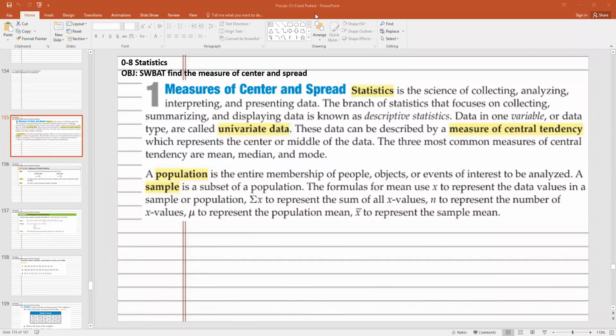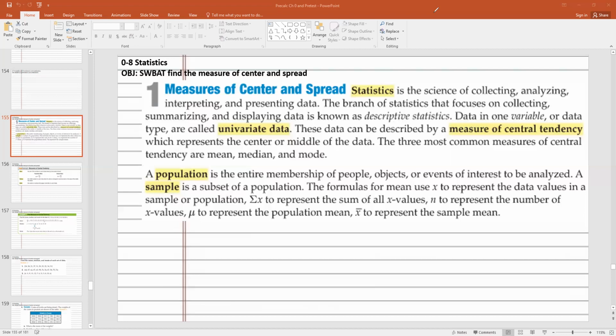So here we are going to talk about section 0.8, which is statistics. You'll find the measures of center and spread. Statistics is when you think of data, a lot of data. Collecting that data, analyzing, interpreting, and presenting it, that's what statistics is.